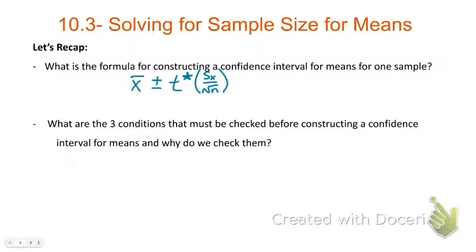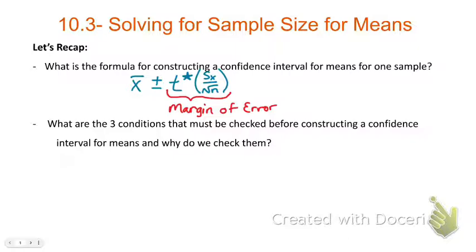Now, if I multiply together the t star and the standard error, if I multiply those two values together, what do I get? I get the margin of error, which is ME. So margin of error is when those two things are actually multiplied together. That is the distance from the middle of your interval out to either side.